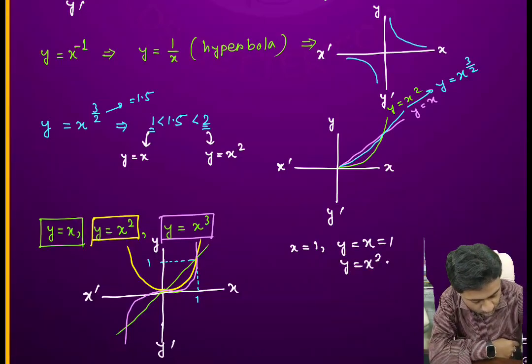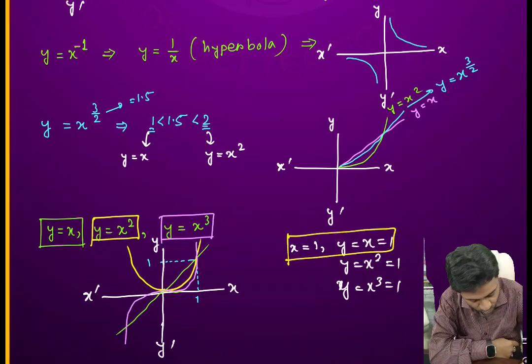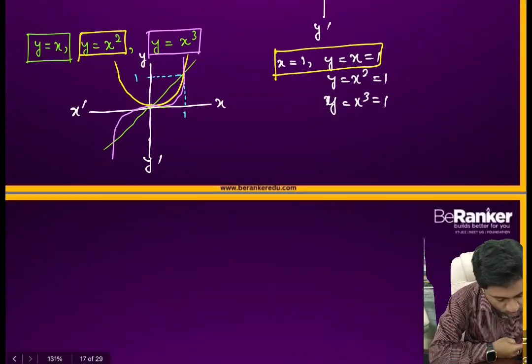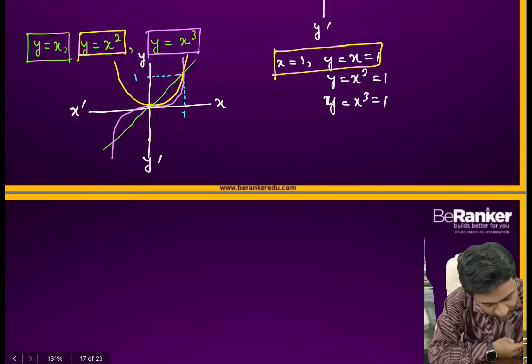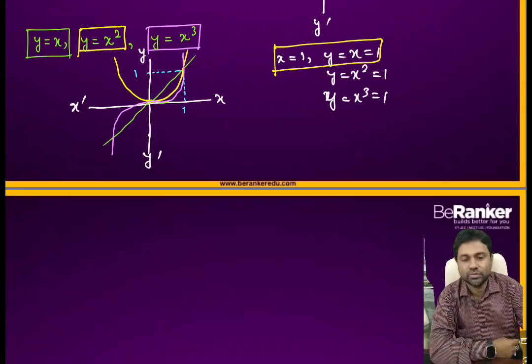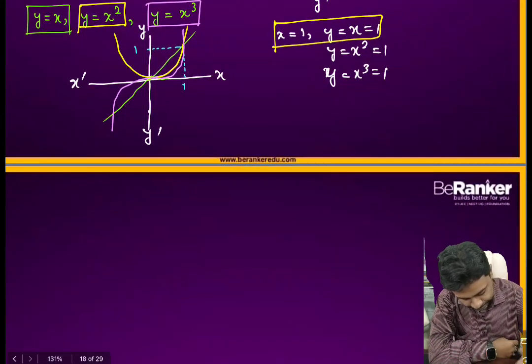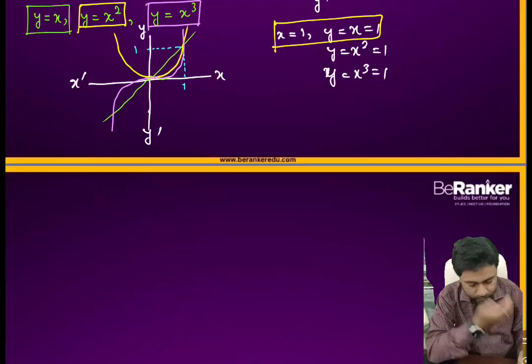Because when x equal to 1, y equal to x will be 1, y equal to x square equal to 1, y equal to x cube will also be 1. So all the three graphs will pass through the point x equal to 1, y equal to 1. This is the common intersection point of all the three graphs. Okay.